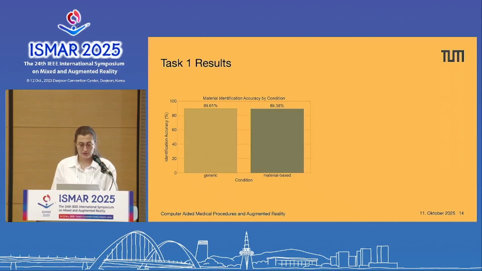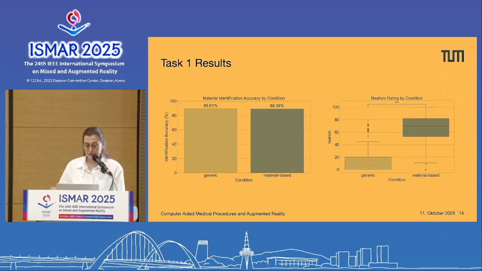And so then we saw that with these, the material identification accuracy was almost the same for the generic and material-based sounds, because it was very obvious to them visually already what kind of material they were facing, but the realism ratings that they were giving were now much higher for the interaction.